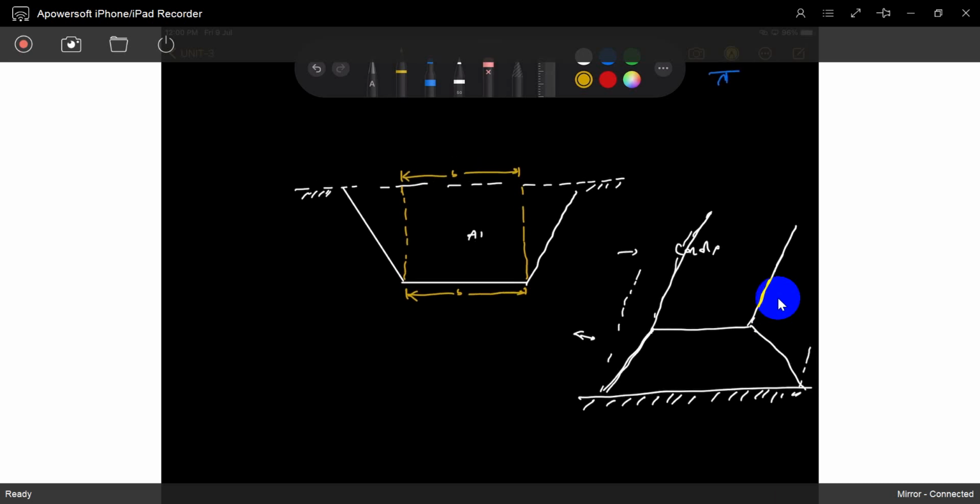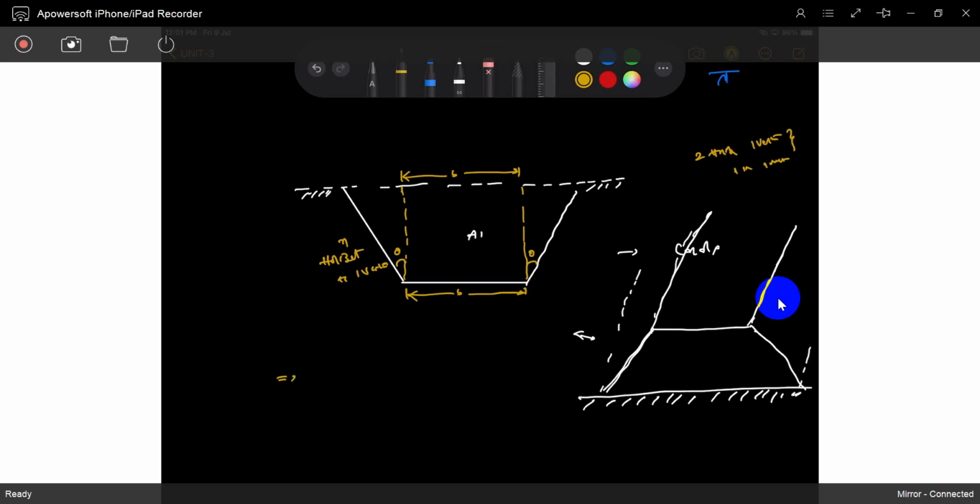Maybe they provide something like n horizontal to 1 vertical. So this is theta, like tan theta. They provide it like this, maybe 2 horizontal to 1 vertical, or 1 horizontal to 1 vertical, 45 degrees. So they provide some slope. Okay, so what is that area? You already know it.